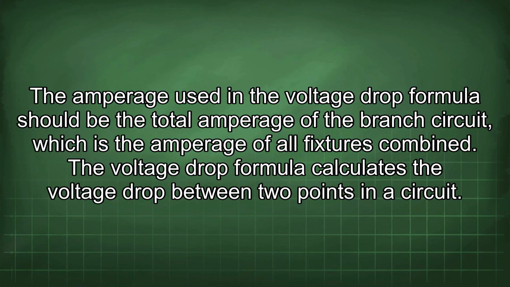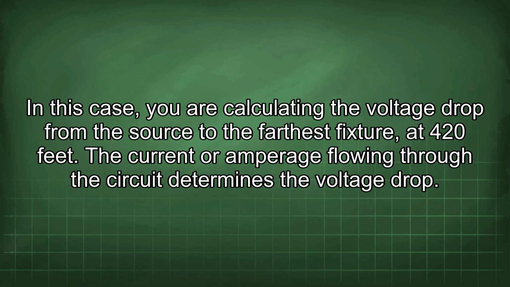The amperage used in the voltage drop formula should be the total amperage of the branch circuit, which is the amperage of all fixtures combined. The voltage drop formula calculates the voltage drop between 2 points in the circuit. In this case, you are calculating the voltage drop from the source to the farthest fixture at 420 feet.